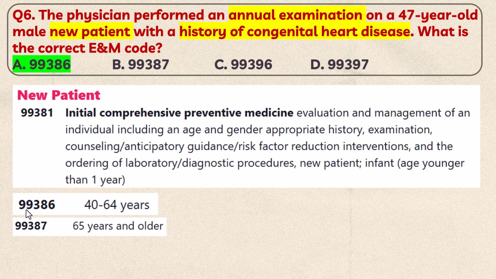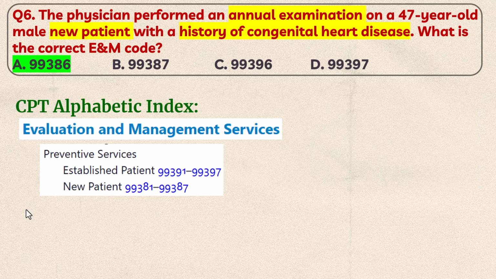So if you encounter this case in real working world, you can use the alphabetic index. So in the alphabetic index, the main search term is evaluation and management services. Then this is the preventive service. Go for the subterm of preventive service. Again, it is a new patient. So for new patient, this series of codes is recommended. Again, come back to the tabular list and confirm the answer. Once you confirm, the correct answer will be answer A.